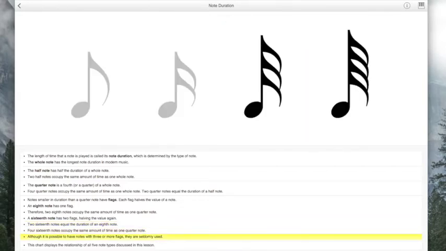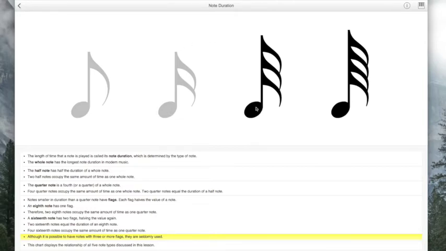And it says, although it is possible to have notes with 3 or more flags, they are seldom used. We do need to know about them, though, because they can be used, and we'll see some of these later in the semester. If you add another flag, think about your math here. This was 1/8, this is 1/16. 16 is 8 times 2, and then if you think of 16 times 2, it's 32. This is what's called a 32nd note.